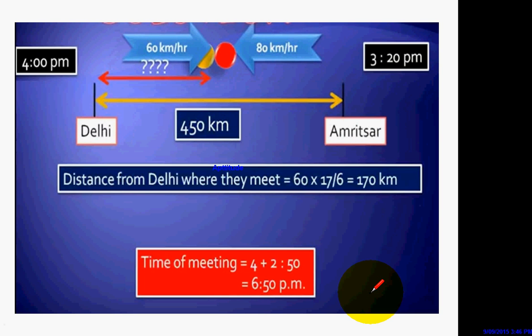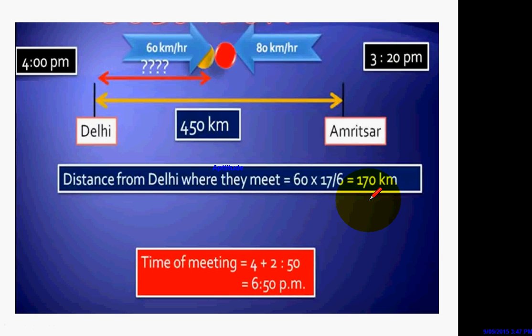So the distance from Delhi where they meet is equal to speed into time. We know the speed of the first train as 60 km per hour, and the time taken is 17 by 6. So just cancel it, you'll get 170 km. So how far from Delhi do they meet? After travelling 170 km, the two trains meet each other.